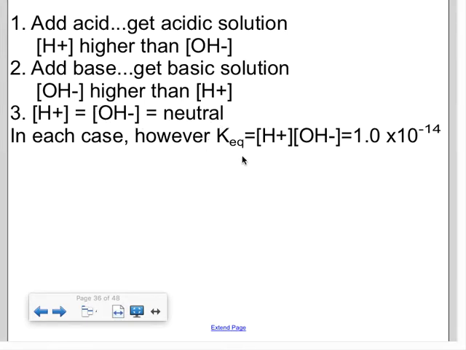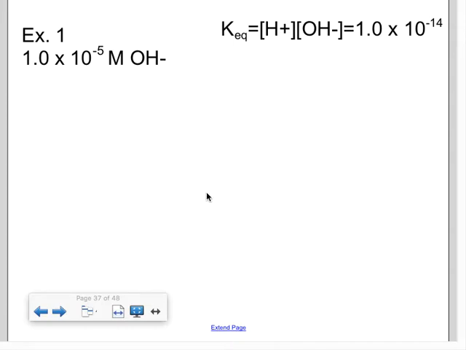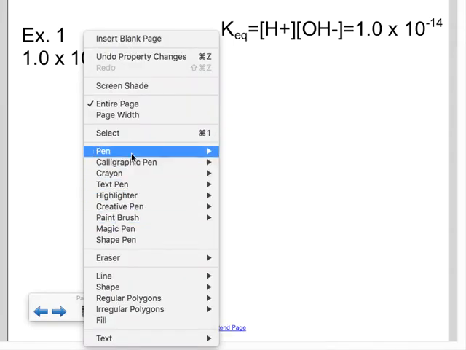Today's equation is really simple. This is the one we're going to be dealing with. K equilibrium equals the concentration of your acid, H3O or H, times the concentration of your hydroxide, your base, and that has to equal 1.0 times 10 to the negative 14. In your problems, you're either given the acid or the base, and you just divide to figure out the concentration of the other. So let's take a look at two sample problems.